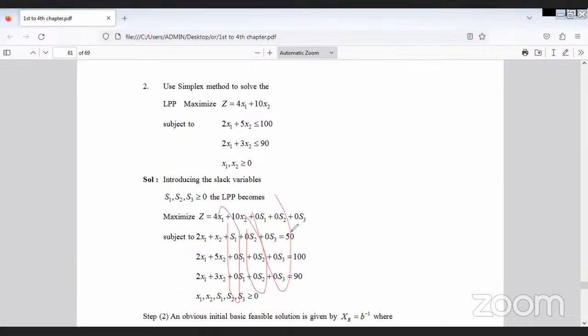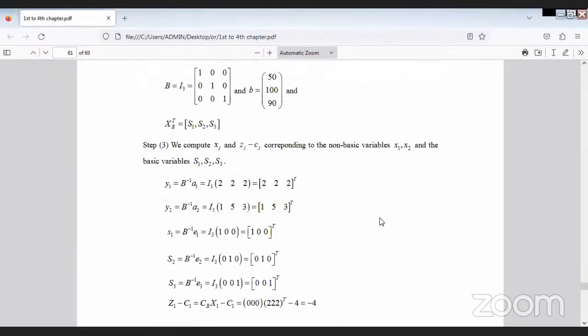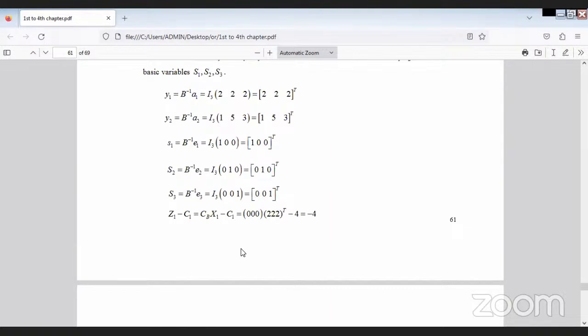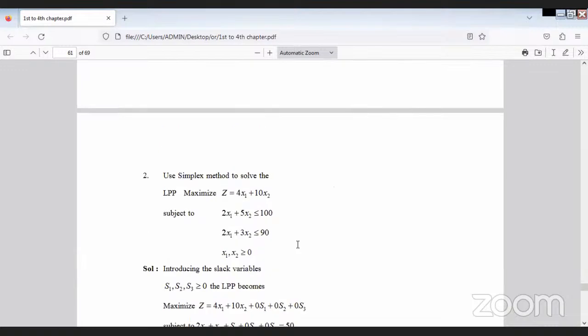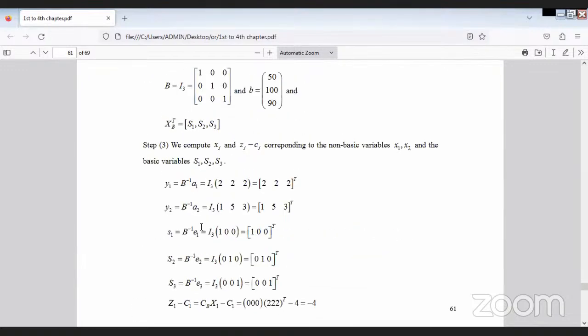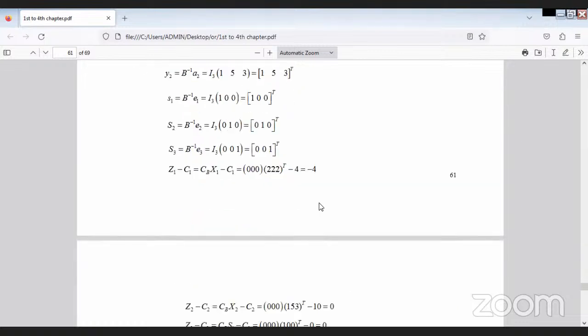1, 0, 0, then all zeros. 0, 1, 0, 0, 0, 1. The transpose is also 100, 010, 001. Z1 minus C1. So the Z1 minus C1 formula is CB x1 minus C1. CB is 0, 0, 0, every time. And x1 is the first column, 2, 2, 2. So 0, 0, 0 transpose times 2, 2, 2 minus 4 is minus 4. Cross-check: is this minus 4 correct or not? Check within yourselves.